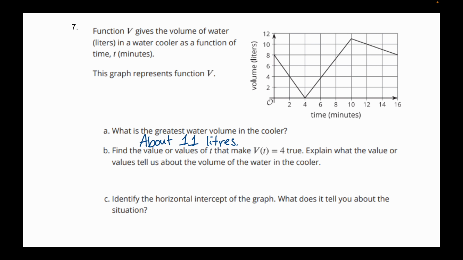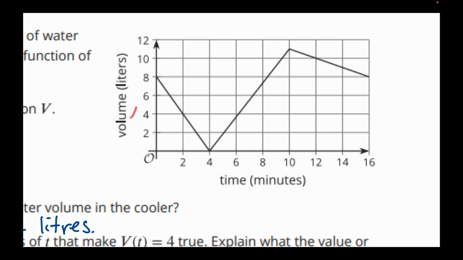Find the value or values of t that make v of t equal 4 true. Explain what the value tells us about the volume of water in the cooler. Okay, so we want to find input values that give us a specific output. And in order to do that, we're going to look for the output on the left-hand side, similar to when we just looked for our highest point, but now we're specifically looking here at 4. So when we zoom in here, we're looking here at 4. We're going to take this over all the way, and we're going to look for any part where it actually crosses our graph. So I see 2 places, here and here.